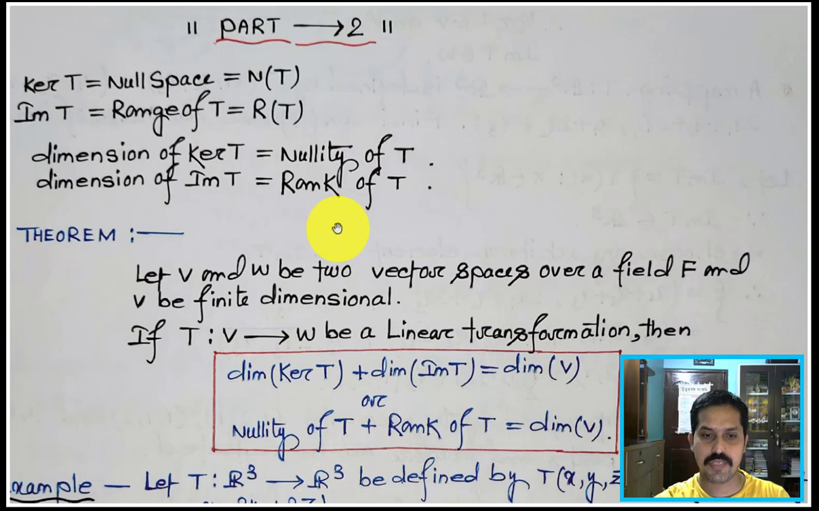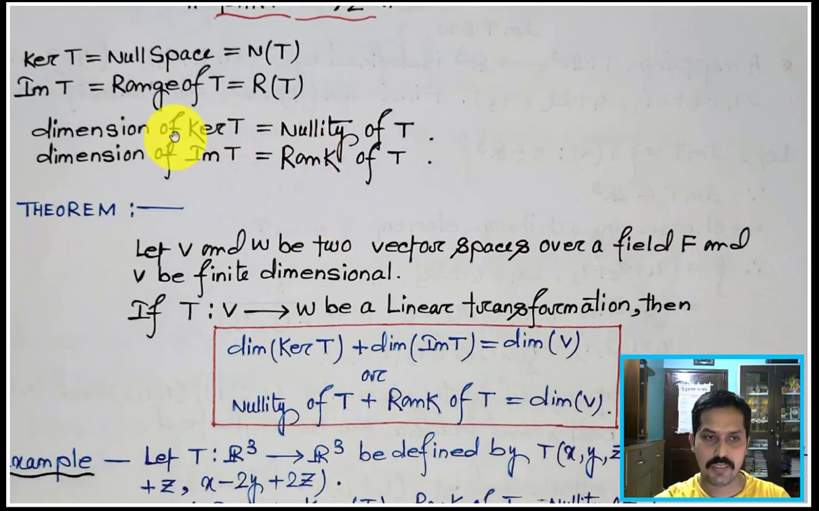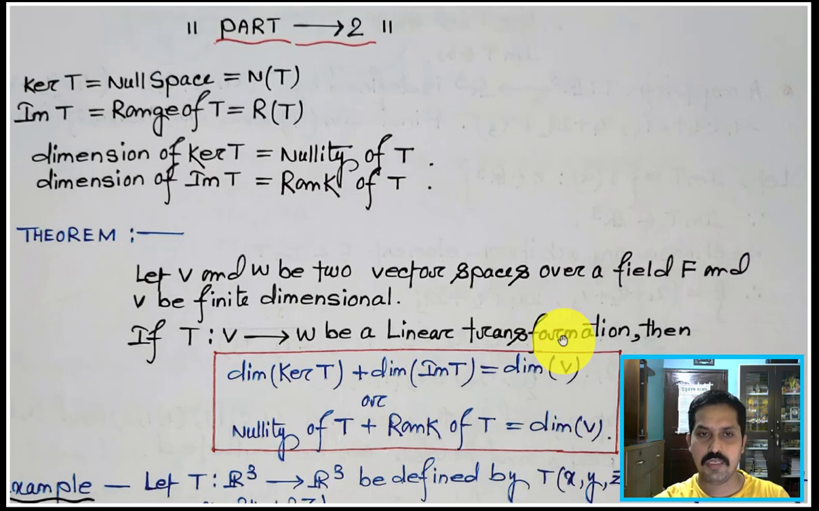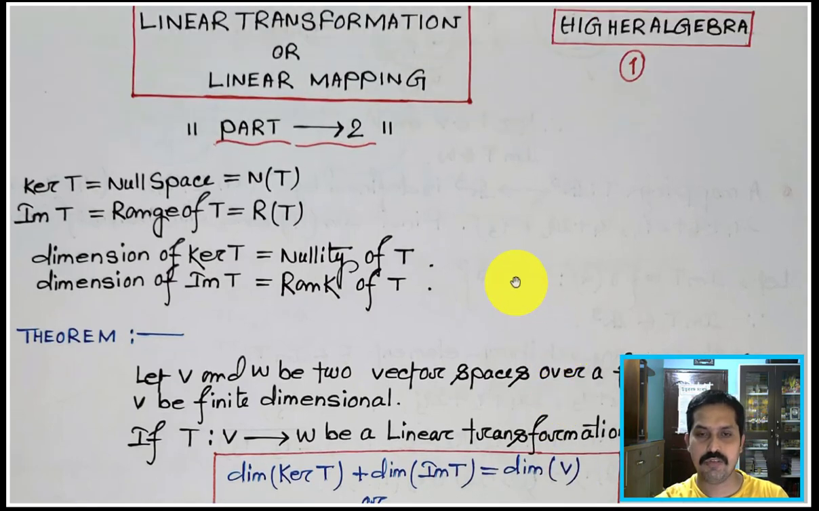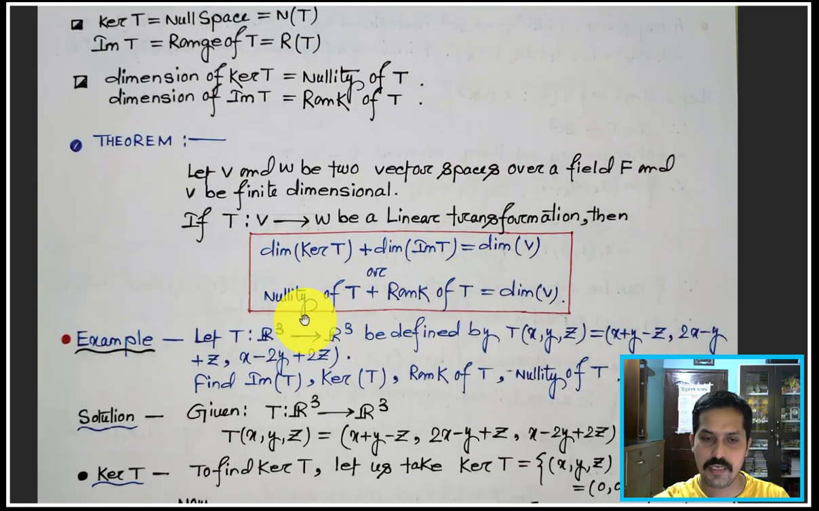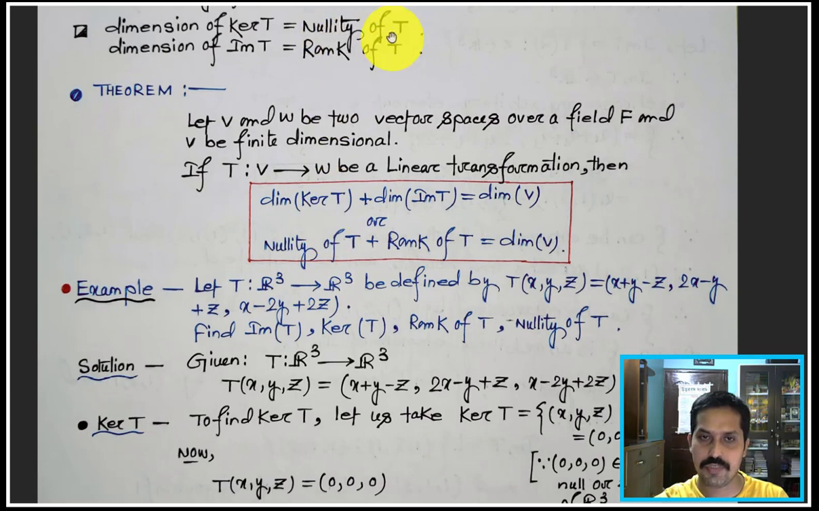The theorem states that dimension of ker-T plus dimension of imT equals the dimension of the vector space V. What is V? The linear transformation is defined in such a way that the domain set is V and the codomain set is W. So the summation of dimension of ker-T and dimension of imT equals dimension of V, or in other words, nullity of T plus rank of T equals dimension of V.